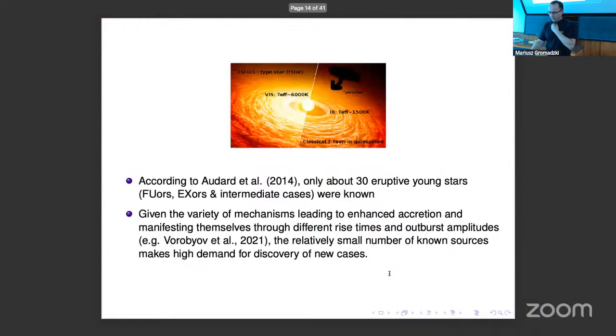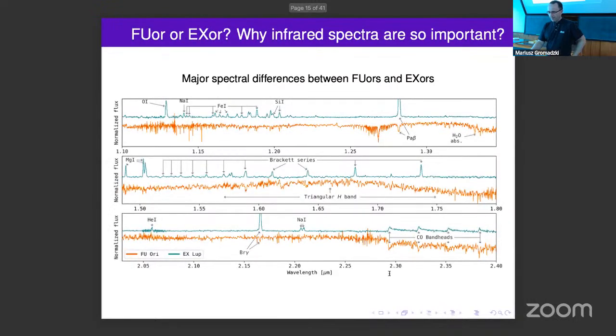To characterize such stars, we usually use spectra obtained in infrared, because infrared is the best region to quickly distinguish whether we have the case of FU Ori-type stars or EXors-type stars. EXors show all lines in emission, but FUors in absorption. And of course, the other major characteristic is the light curve.